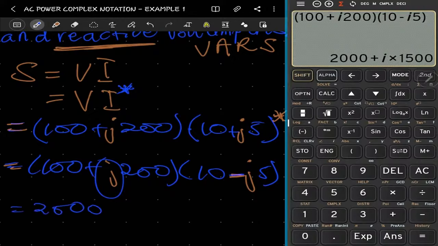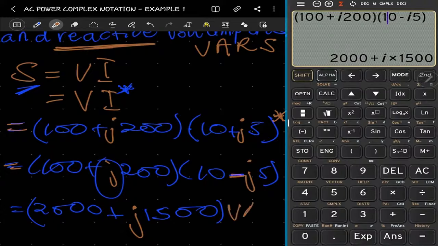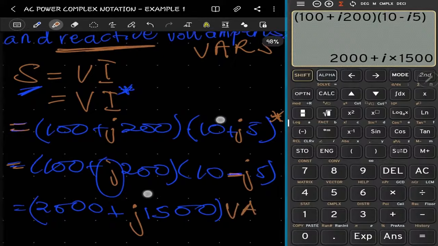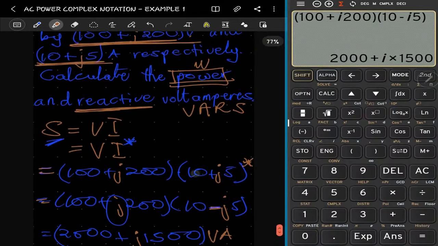meaning that the value that is given to us will be 2000, and then we have a plus, and then multiplying the 1500, so 1500. And what are we finding? This is S. So the unit is very important. So we end up getting the unit of what? Apparent power is not VAR, it's just VA, volt amperes. So VA is the unit. So that's it. But the question itself wants us to find the power and the reactive power. And how do we go about that?